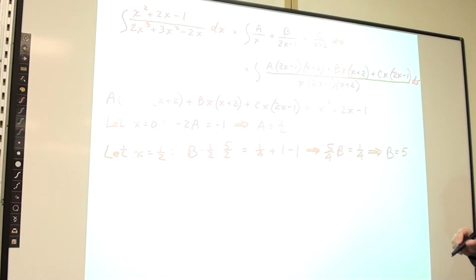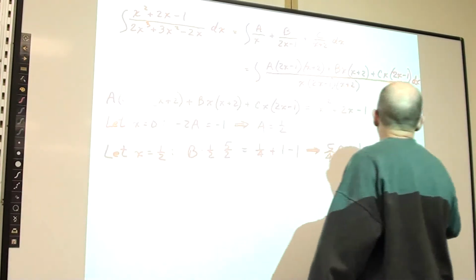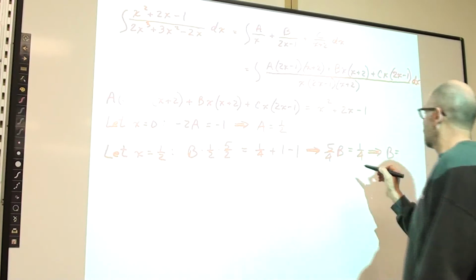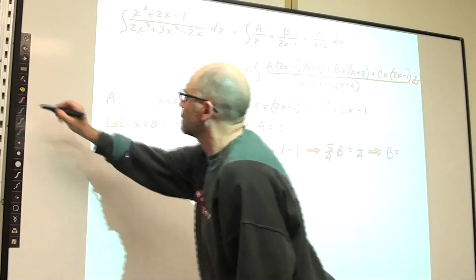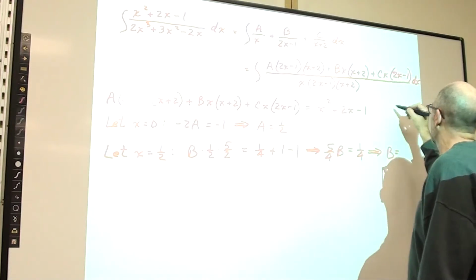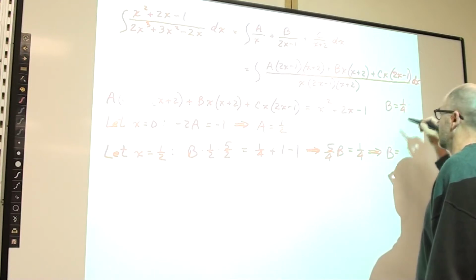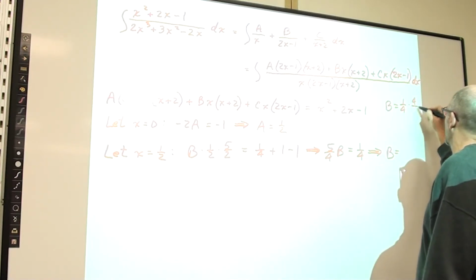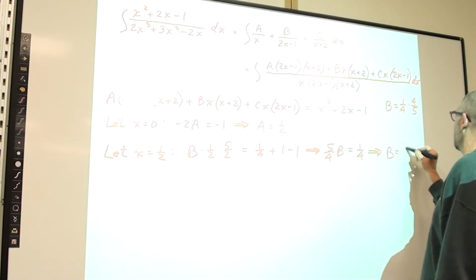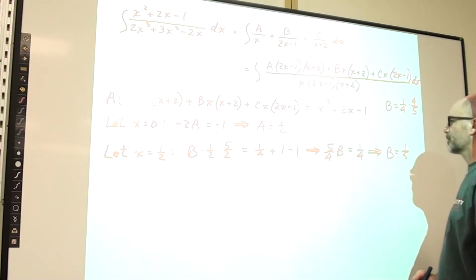Wait, something has gone awry. Stop. Let's go back and get this right. Okay, so b equals 1/4 times 4/5. Oh yeah, I knew something had gone awry. Okay, b equals 1/5. That's much better.